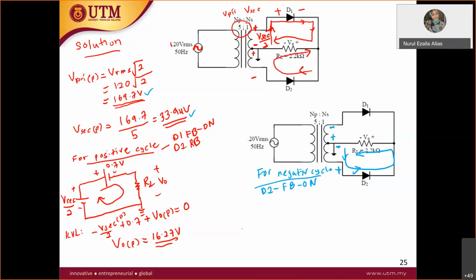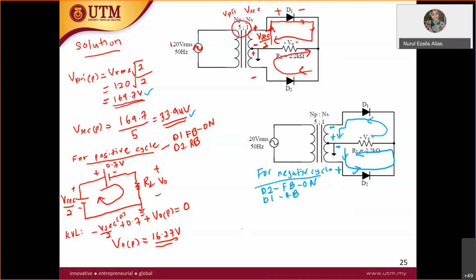So how about diode D1? Reverse bias. Yes, so the current is in the opposite direction like this. So D1 is reverse biased, but it doesn't matter, you have D2. Now let me draw again the equivalent circuit.